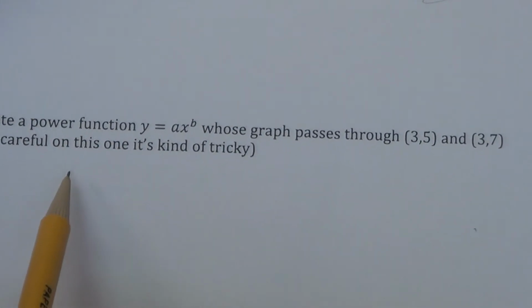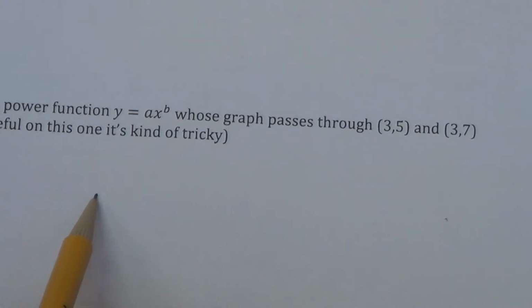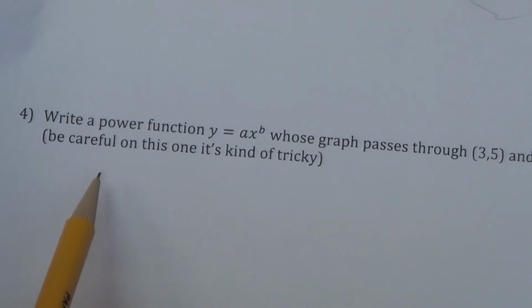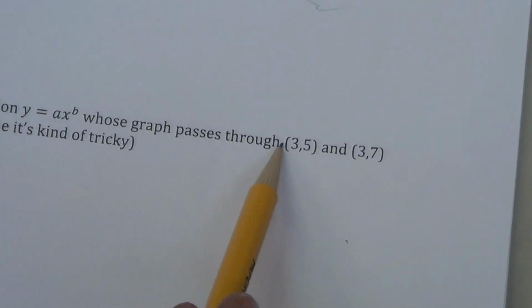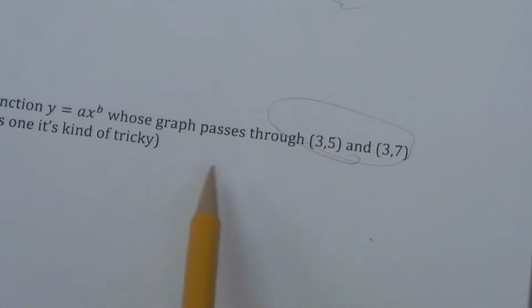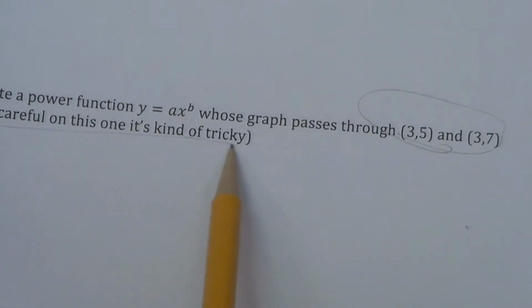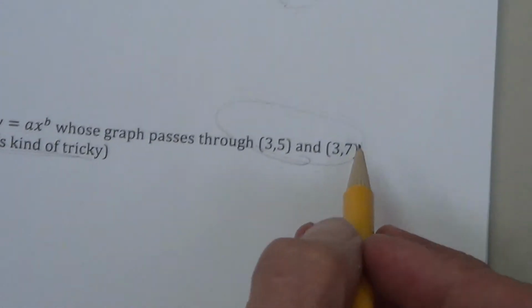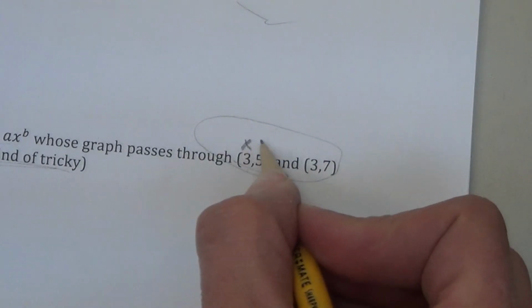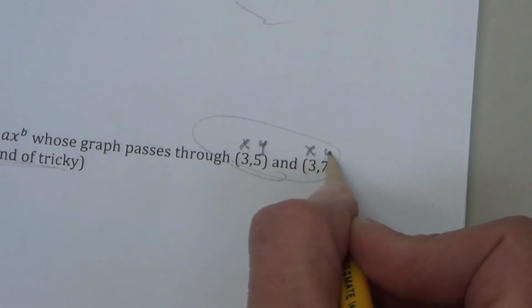Let's look at number 4 real carefully. It says write a power function whose graph passes through these 2 points. And I give you a little caution note. This one's kind of tricky, so I want to do this one with you. So let's go ahead and plug them in like we have before. X, Y, X, Y.